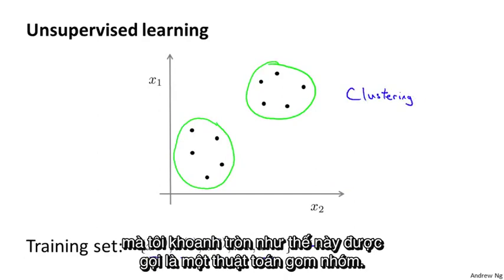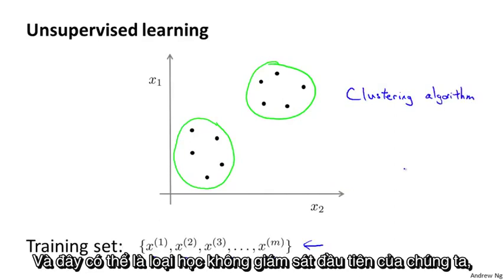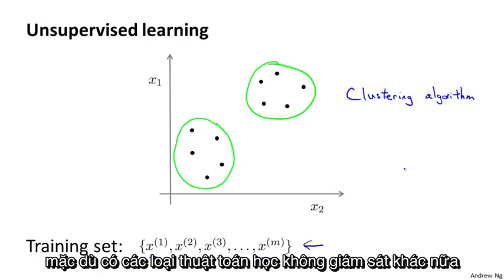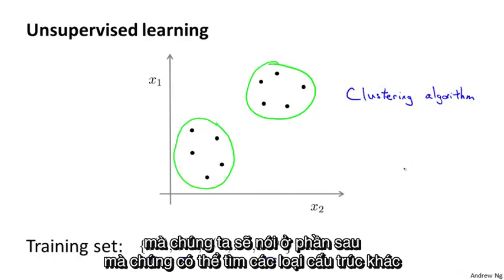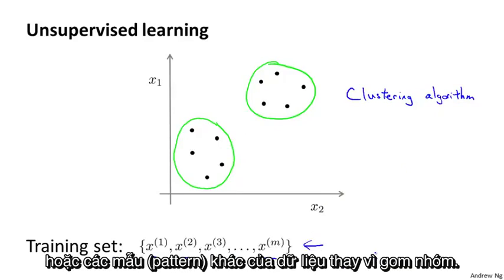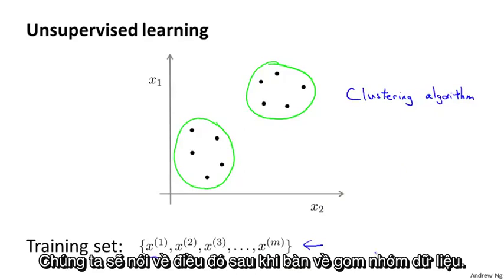An algorithm that finds clusters like the ones I've just circled is called a clustering algorithm, and this will be our first type of unsupervised learning. Although there will be other types of unsupervised learning algorithms that we'll talk about later, that find other types of structure or other types of patterns in the data other than clusters. We'll talk about this after we've talked about clustering.